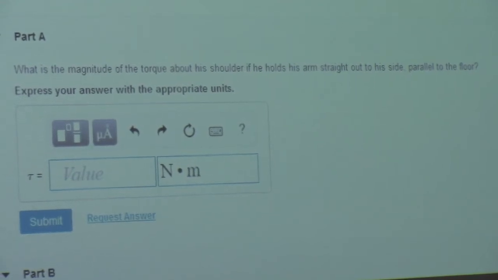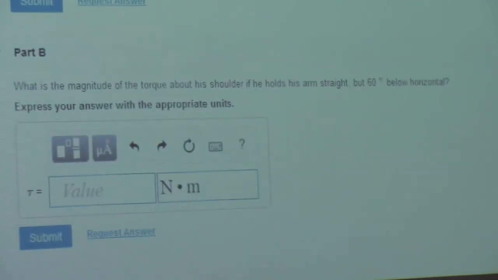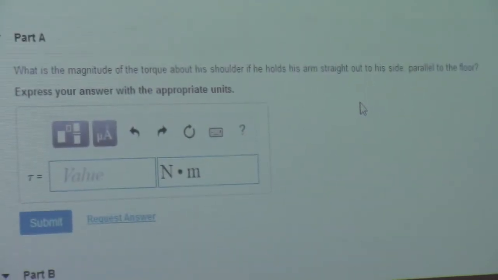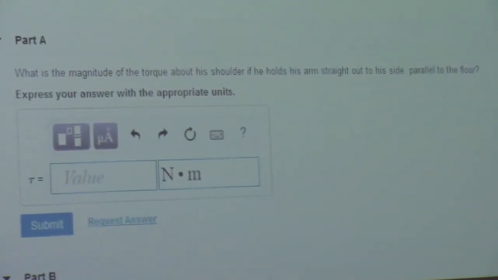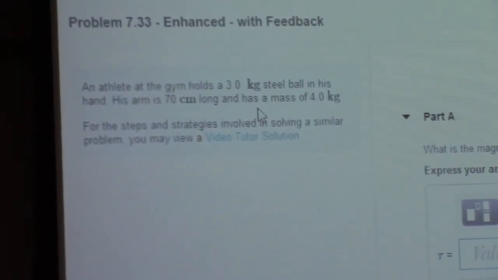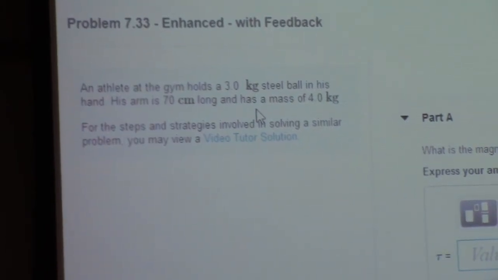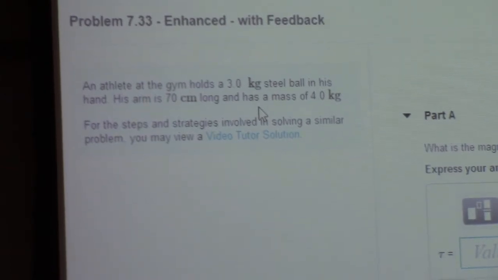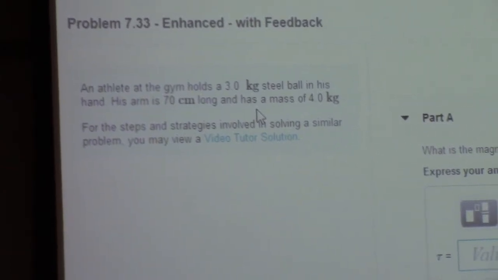And then there's a part B. So I'll leave maybe part B for you, but I'll set up the first part, then we can take a look at the second part. Okay, so we're holding a 3 kilogram steel ball in his hand, arm is 70 centimeters, and the arm itself has a mass of 4 kilograms. So this is a little more work than the previous one because the person's holding a mass in his hand. Okay, definitely need a picture for this one.